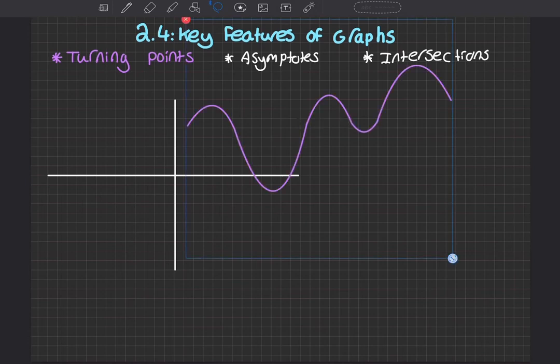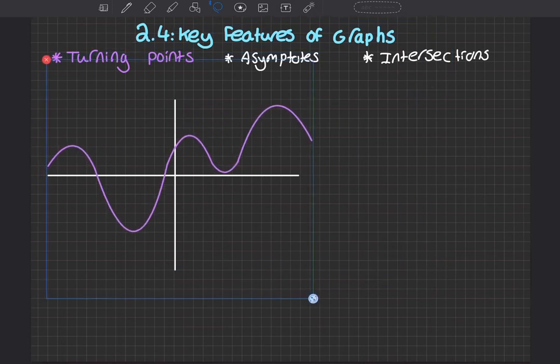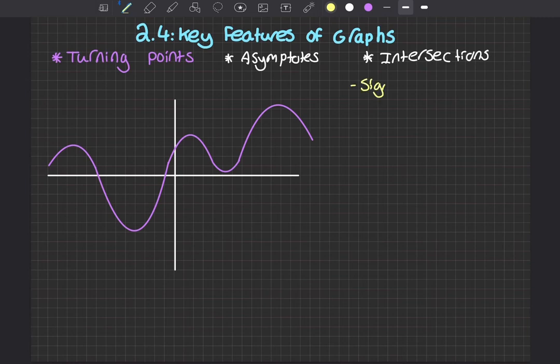So let's say we got this graph here, right? It's a nice little graph. What are the turning points of this graph? A turning point is an area where the sign of the gradient changes. So sign of gradient changes.